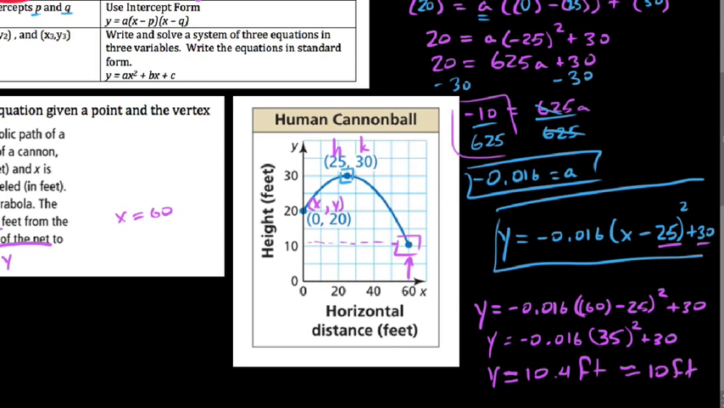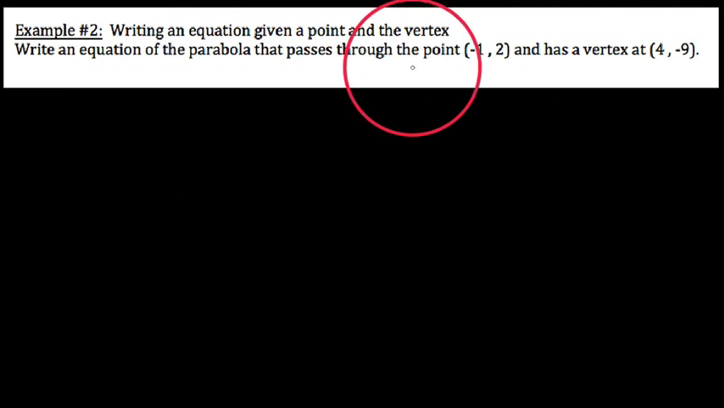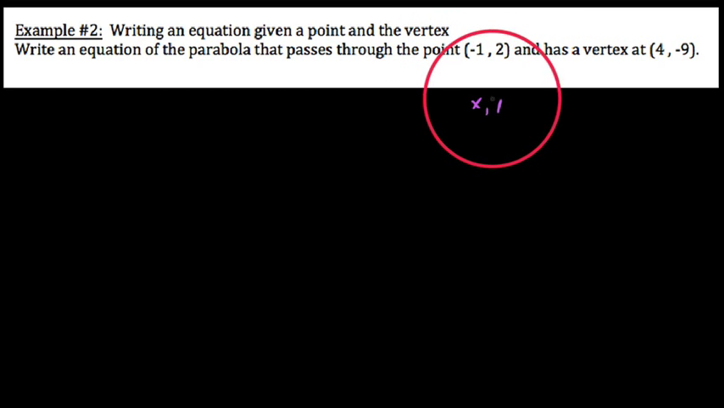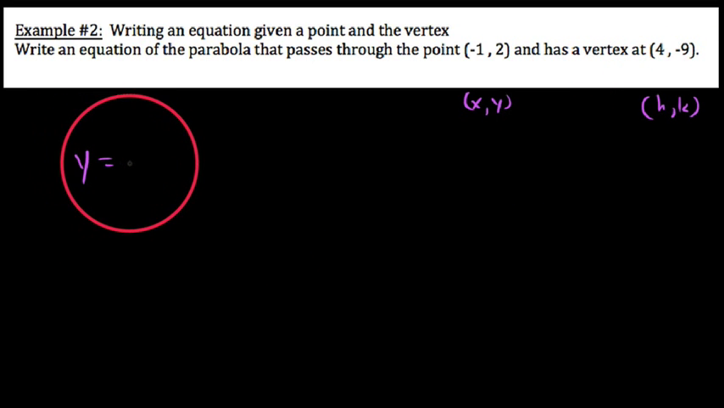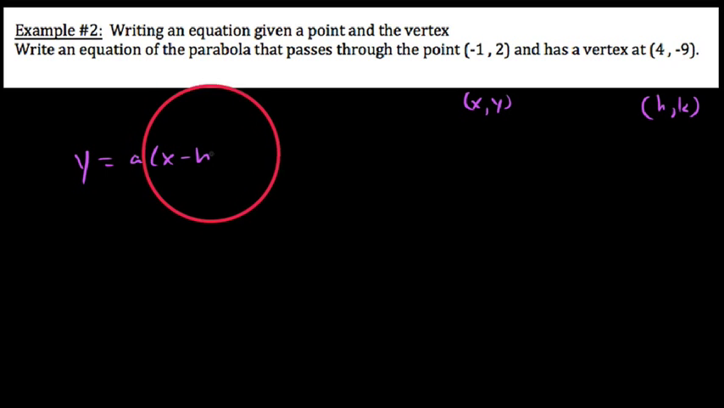So for the next part of this video, what I would encourage you to do is pause it and actually try to figure this one out on your own. But what I want you to see is, again, we're given some point x, y here, and we have the vertex values h and k. So what you should do is, in vertex form, substitute these values in.